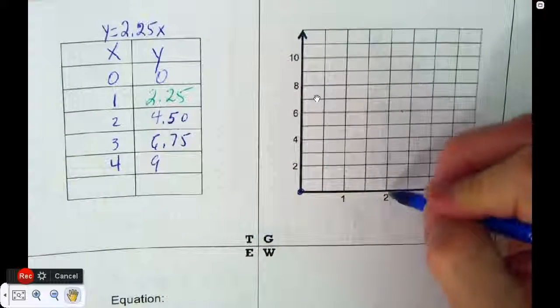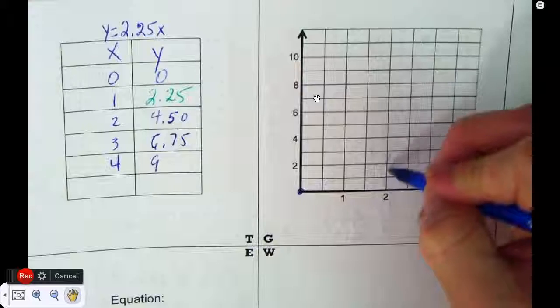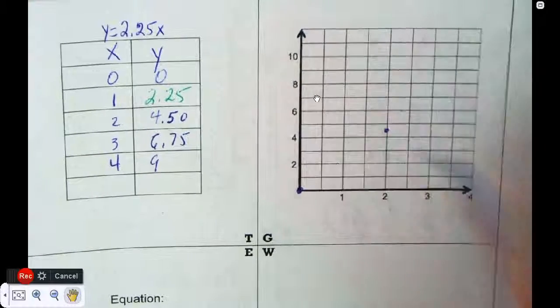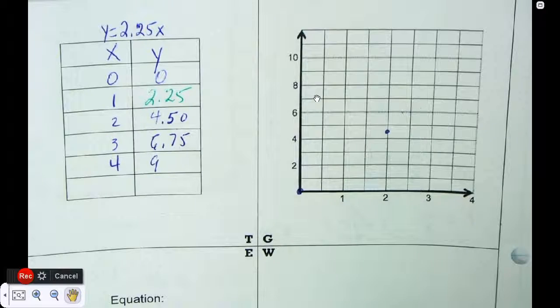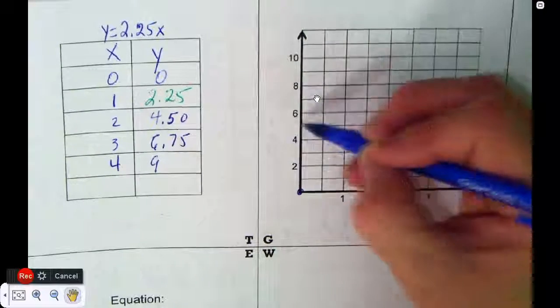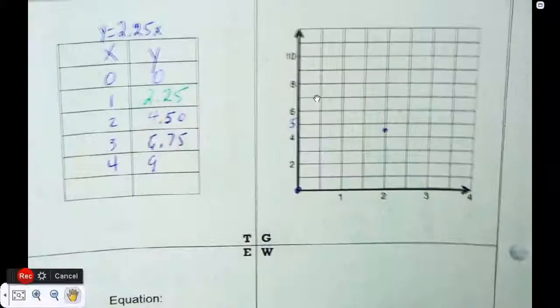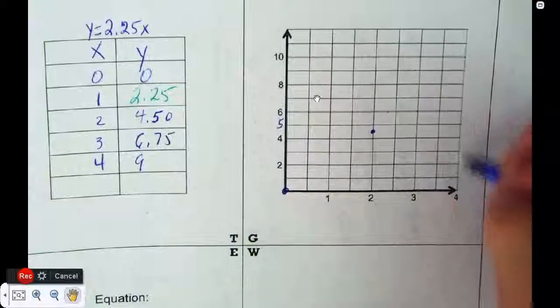Let's graph 2. 2 is easy. 4.50. So that's 5, and that's 4. So 2 is 4.50, right? 4.50 is in between 4 and 5. And then let's do 4 is 9.